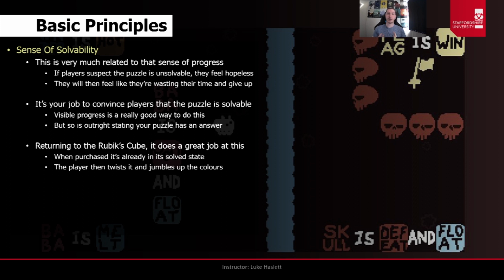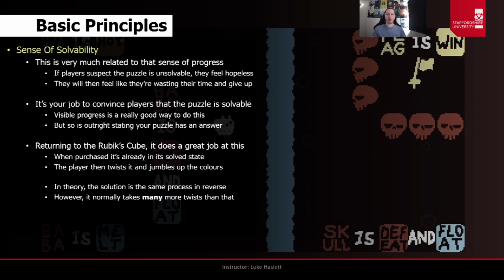All the sides have all the colours on each side. That's when the player gets hold of it, they twist it up, they jumble up the colours, and then it's a mess. But, in theory, the solution is the same process in reverse. We just have to unjumble the colours.